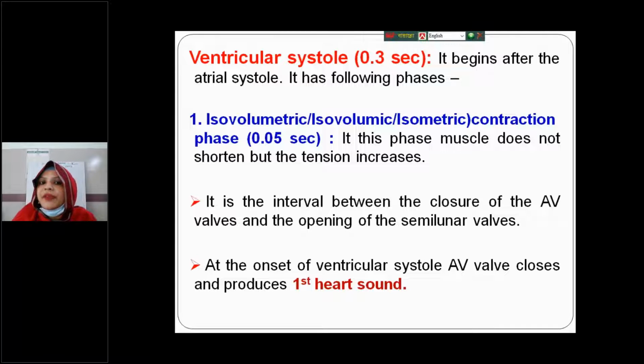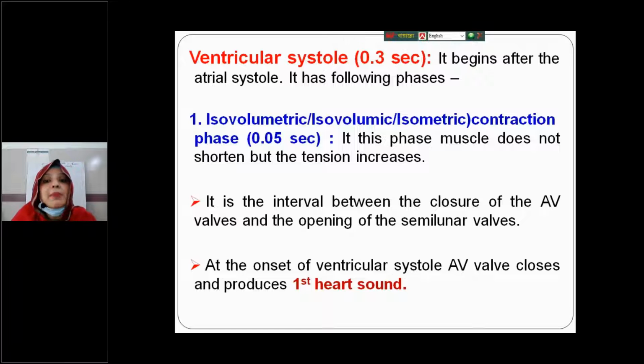We know that there are three phases present in ventricular systole. The first phase is the isovolumetric, or isovolumic, or isometric contraction phase. We can say this phase has three names: isovolumetric, isovolumic, or isometric. Iso means same, metric means length. That is, in this phase, the muscle doesn't shorten, but the tension increases. There is no change in the length of the muscle fiber.